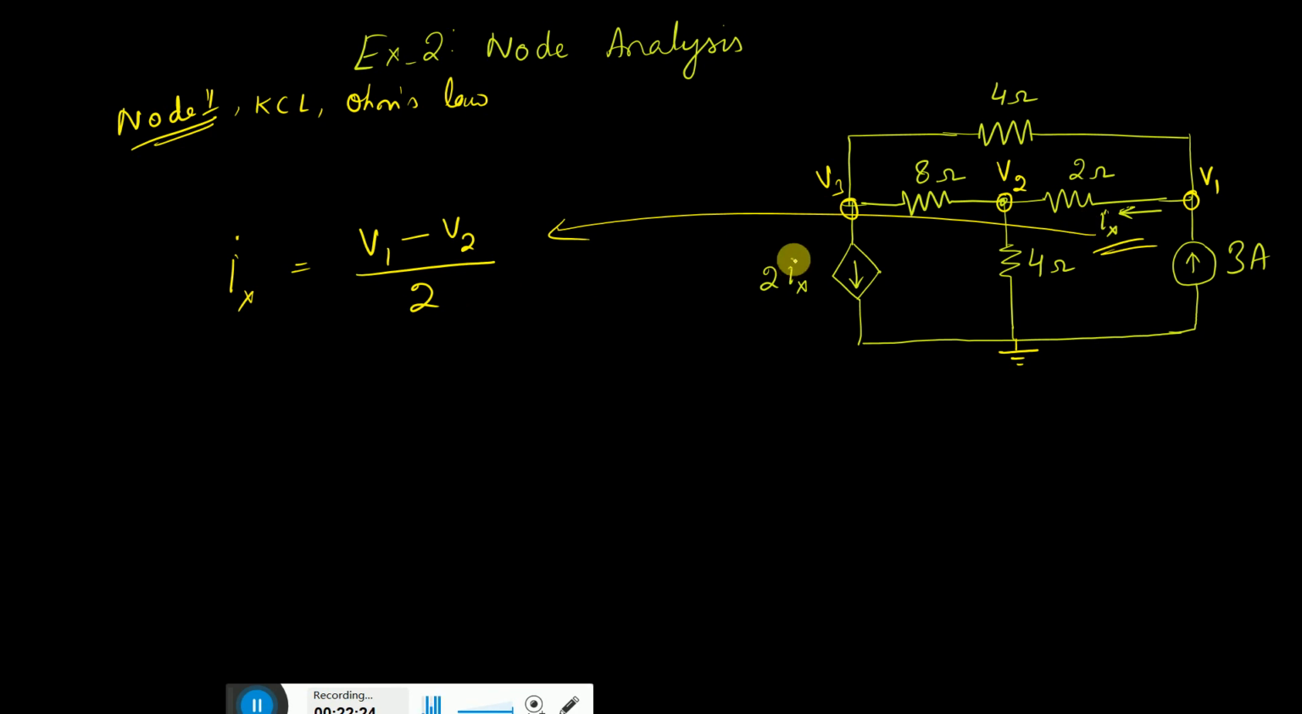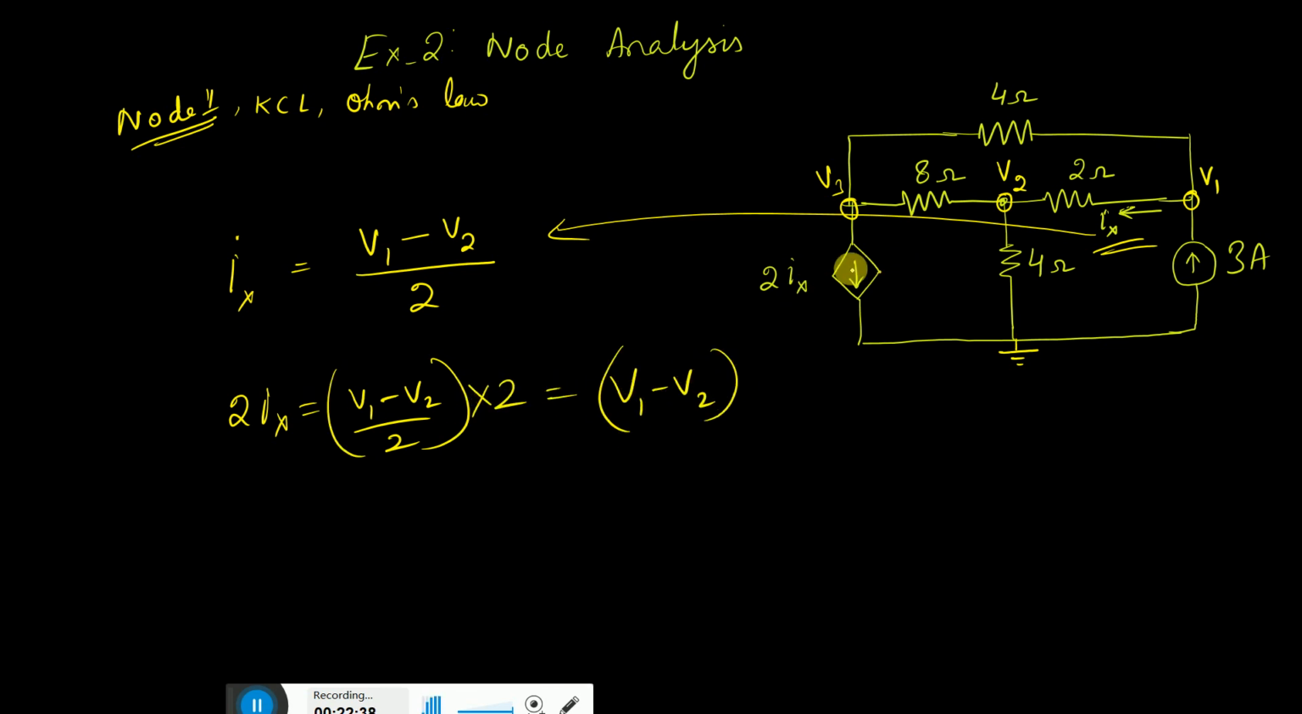So Ix value we know like this. Instead of writing 2Ix, we can also write 2Ix is equal to (V1 minus V2) by 2 into 2, so that is nearly equal to V1 minus V2. So we can write this as a current source. But remember, this is a current source and its value is V1 minus V2. V1 minus V2 is the current over here. So that is the only difference, otherwise there are no other differences.